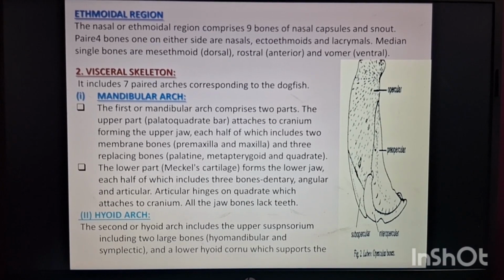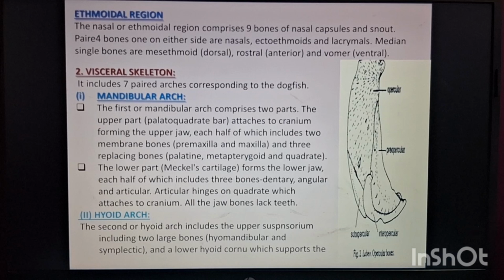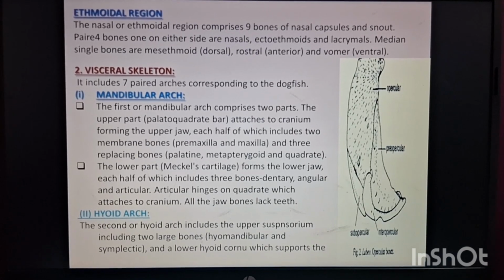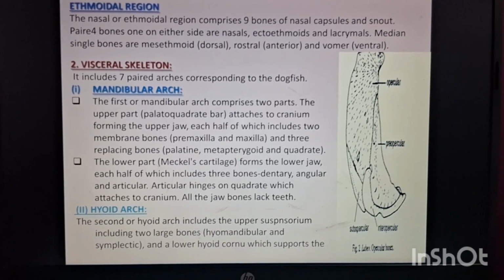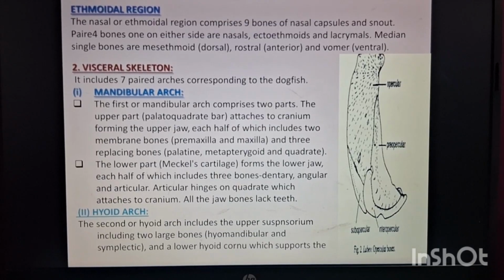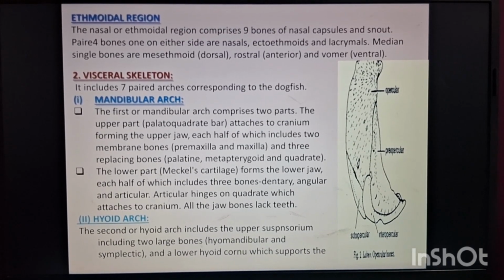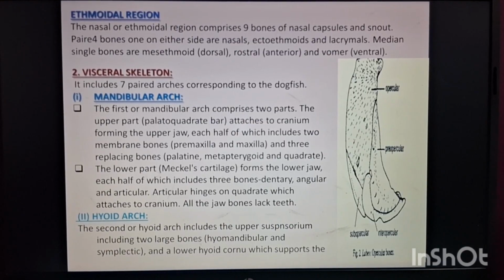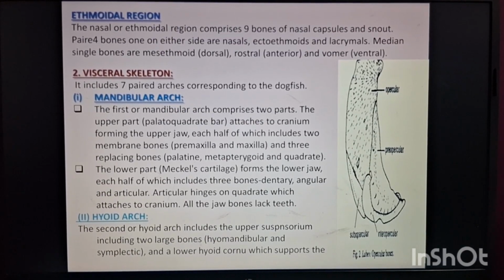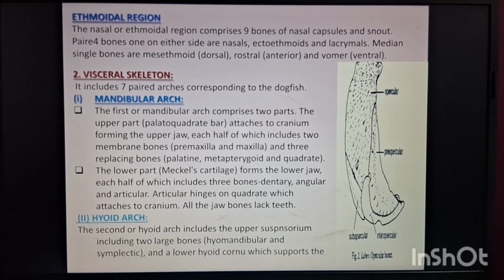The lower part, that is Meckel's cartilage, forms the lower jaw, each half of which includes three bones: dentary, angular and articular. The articular hinges on the quadrate, which attaches to the cranium. All the jaw bones lack teeth.